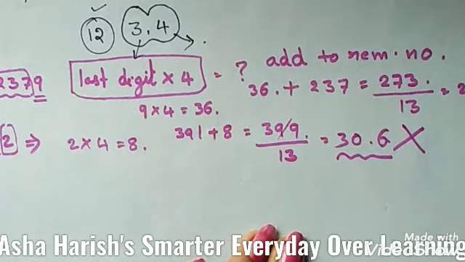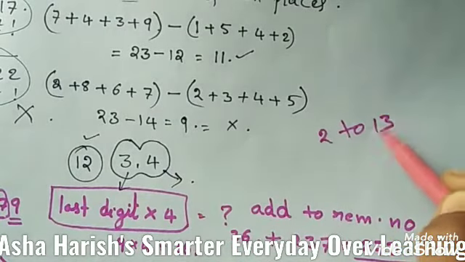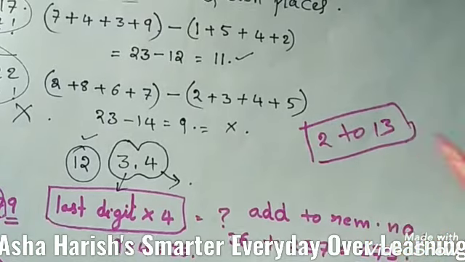Okay students, I hope you understand. This is about our today's session, divisibility rules from 2 to 13. I have explained everything, students, with examples.